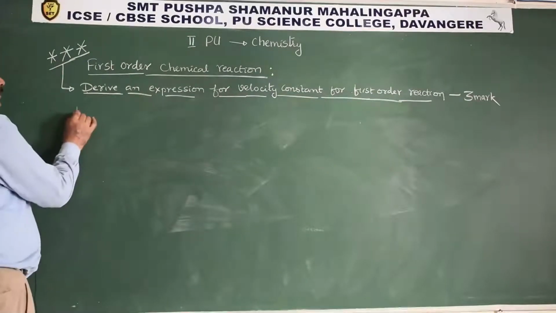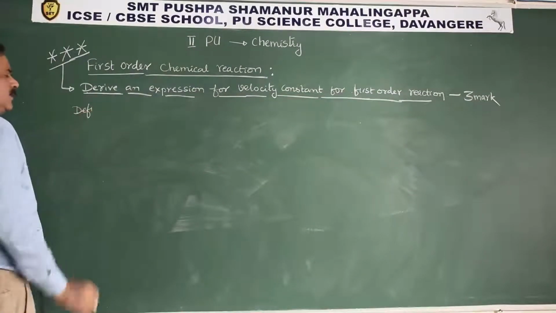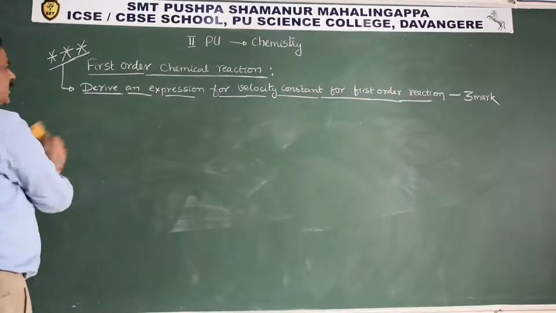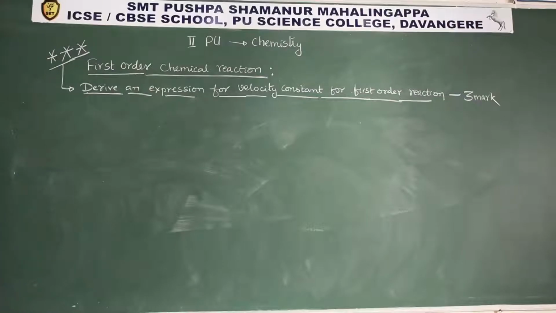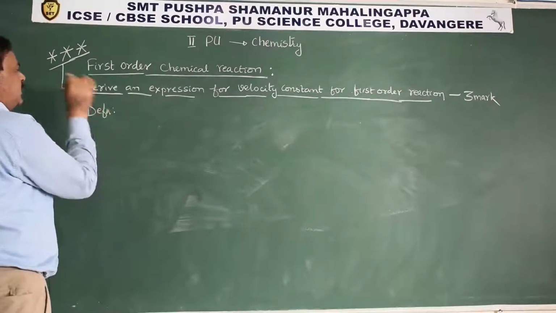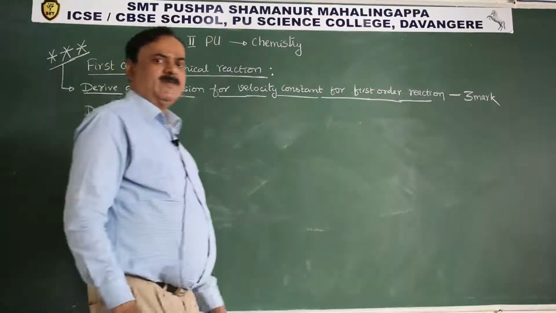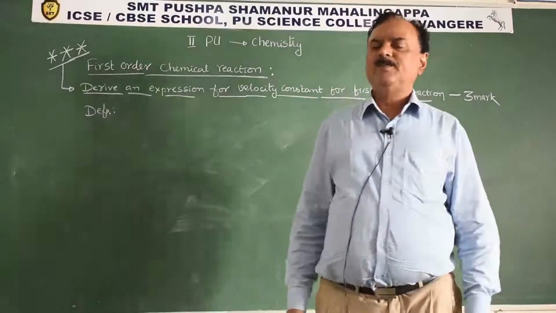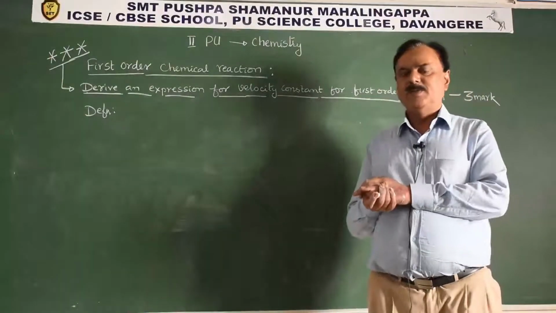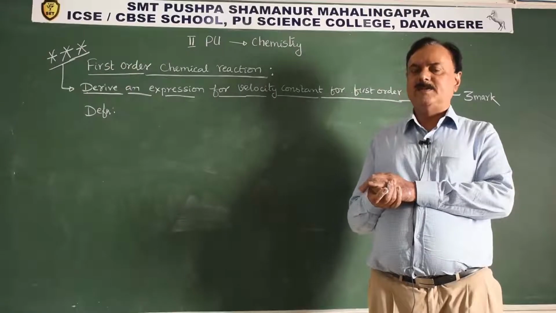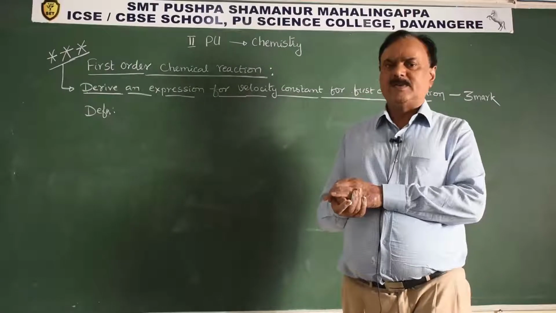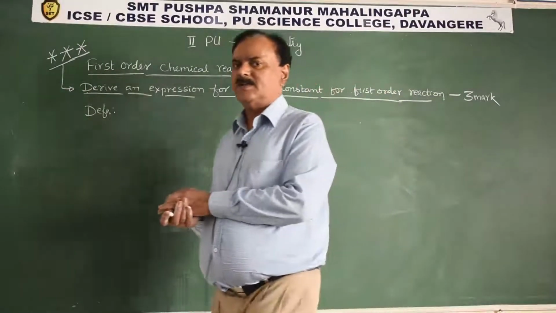Now what do you mean by first order reaction? First you have to define first order reaction. A reaction is said to be first order if the rate or velocity of the chemical reaction is directly proportional to the first power of the initial concentration of the reactant. Because according to the definition of order of a chemical reaction, a reaction is said to be first order if the rate or velocity of the chemical reaction is directly proportional to the first power of the concentration of the reactant.